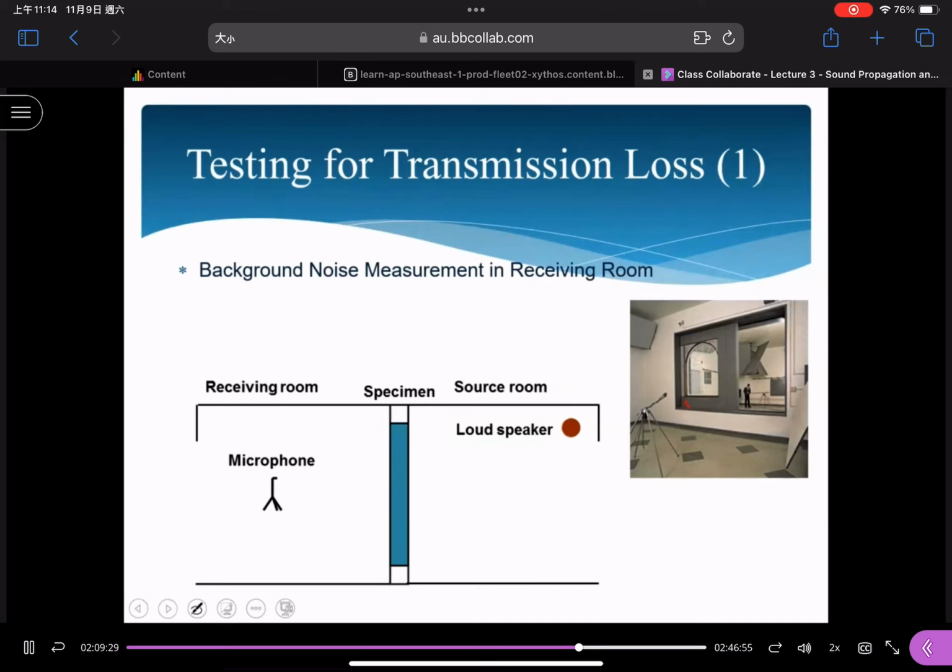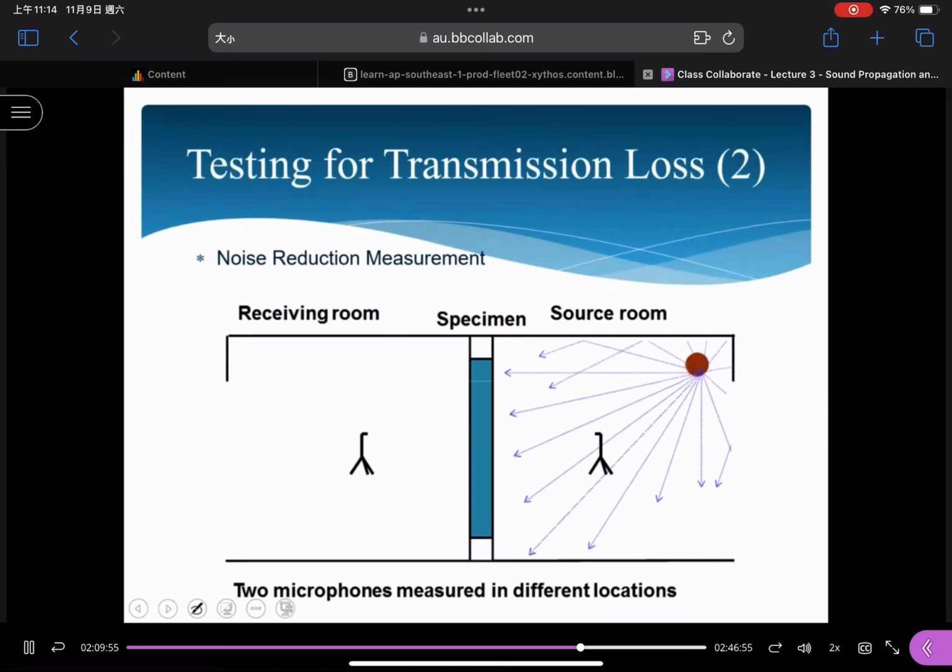Now, in our lab test, if we want to test the transmission loss of a material, we could use a two-room system. One is called the source room, where we have a loudspeaker, and the other one is the receiver room, where we have a microphone. This is the test sample. When we turn on the loudspeaker to generate sound fields, we can measure the sound pressure level here to find out the transmission loss of this test sample.